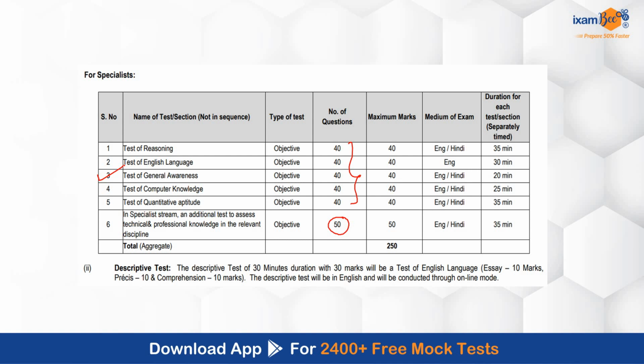Then coming to your computer knowledge, this is a scoring area. If you have basic understanding of computers, you can easily score good enough marks over here. And then you have your law subject. As the syllabus is not out, I am going to discuss the expected syllabus, the areas from which you can expect questions in the legal part.